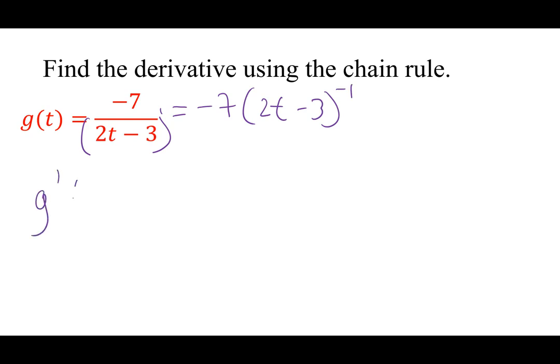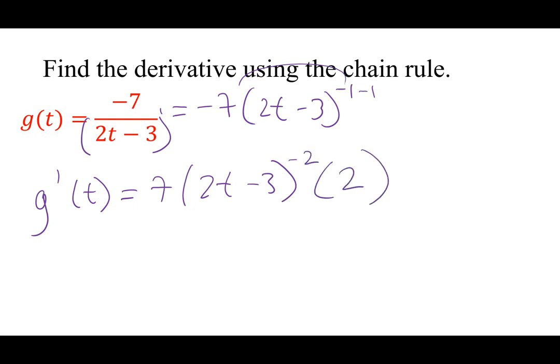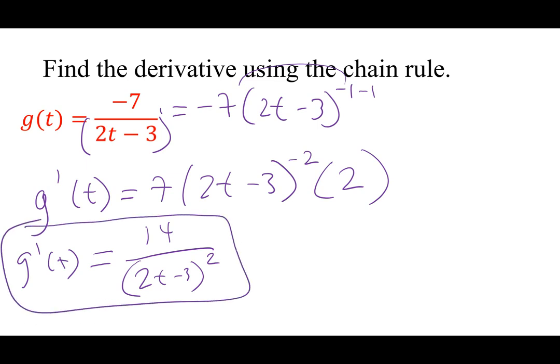The derivative of g of t is g prime of t. I'm going to multiply the -1 times the -7. That's a +7. I'm going to take the entire power to the 1 less. 1 less than -1 is -2, times the derivative of 2t. For my final answer, 2 times 7 is 14. Move the 2t minus 3 to the bottom. Don't forget to square it. And that, of course, will make it into a positive exponent.